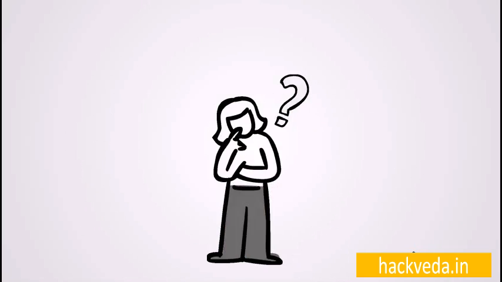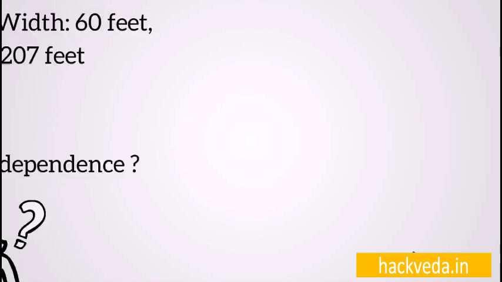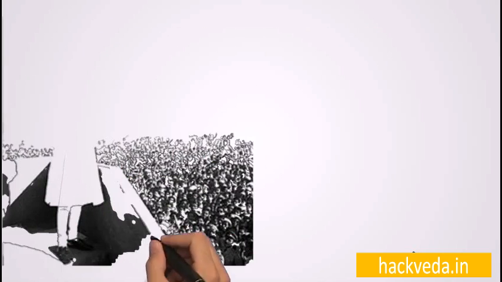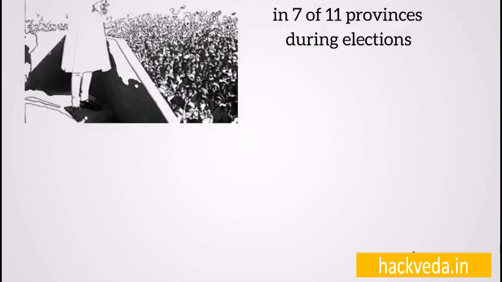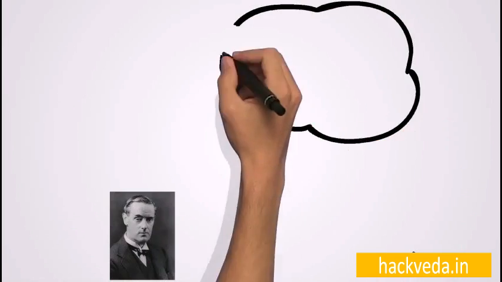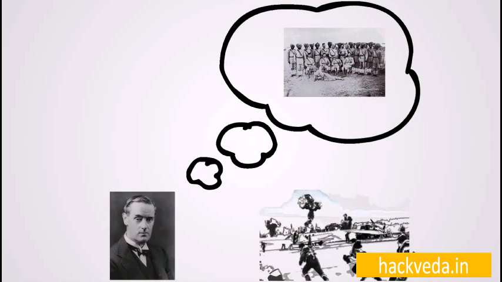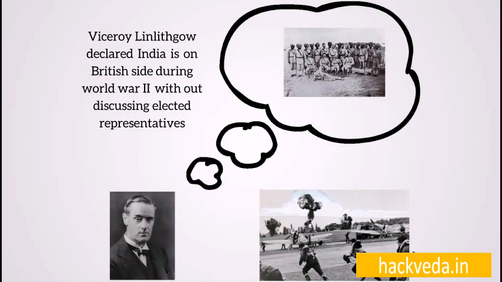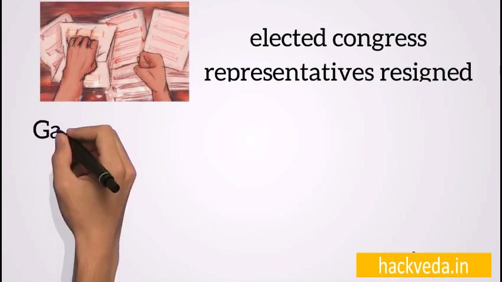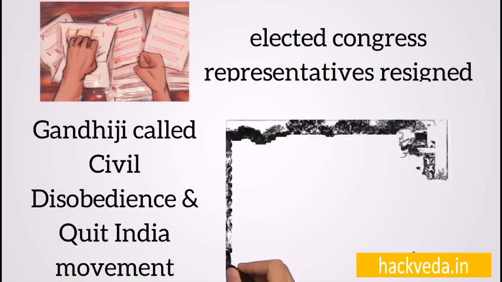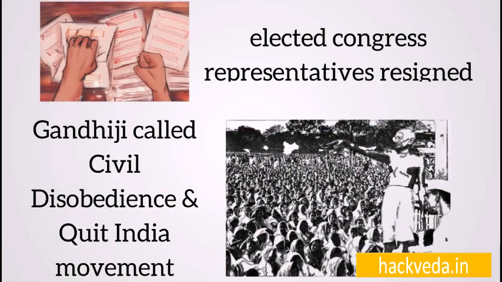Let me tell you about how we got independence. In 1937, Congress under Jawaharlal Nehru came to power in 7 of the 11 provinces during elections. During the Second World War, Viceroy Linlithgow declared that India is on the side of Britain without consulting elected Indian representatives. As a result, elected representatives resigned from local government councils, and during the Battle of Britain in 1940, Gandhiji called for a massive civil disobedience movement, and in 1942, Congress launched the Quit India movement.